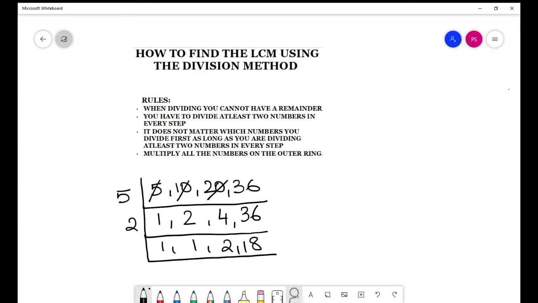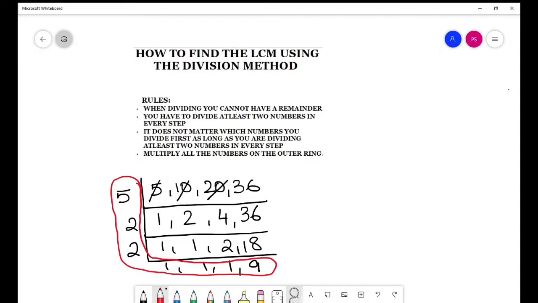Now in the next step, I can still divide two numbers, meaning I can divide 2 by 2, I get 1, and I divide 18 by 2, and I get 9. Once I reach this stage, I should realize that there aren't two numbers that I can divide, so this makes my outer ring, and I need to multiply everything that's on this outer ring. 5 times 2 is 10, 10 times 2 is 20, 20 times 1 is 20, and finally 20 times 9 is 180. So the LCM is 180.